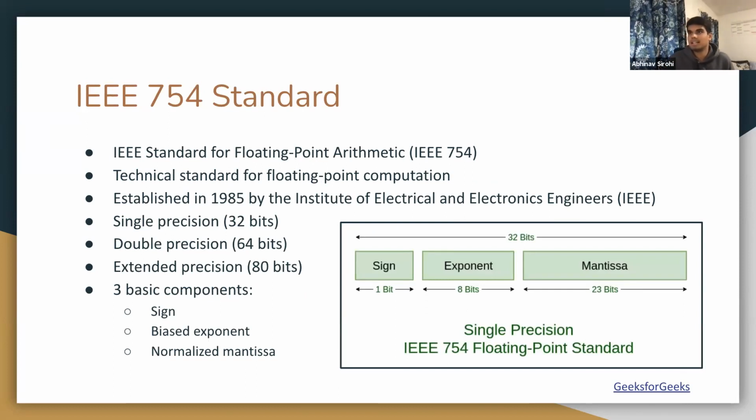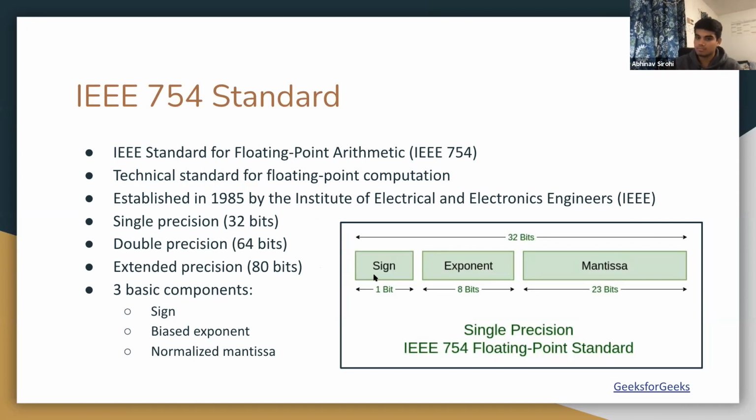It's called the IEEE 754 standard. And it's called that because it was established by this institute here. And so it just allows us to compute floating point numbers and represent them. And so they offer 3 different precision levels: single precision, which is 32 bits; double precision uses 64 bits to store the floating point number; and extended precision uses 80 bits to store that number. And then, so there's 3 basic components to this. There's the sign, the exponent, and the mantissa.